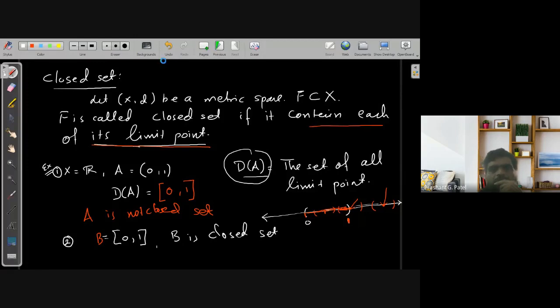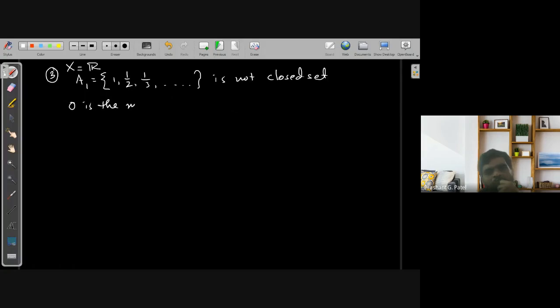Let us take the third also. We also talked about this set A1, if I define it like this: 1, 1/2, 1/3, and so on. This set is not a closed set. I am talking about R with the usual metric. So it is not a closed set as a subset of R with the usual metric. Why is this not a closed set? Because we know that zero is the only limit point of A1. This we already discussed in the previous lecture.